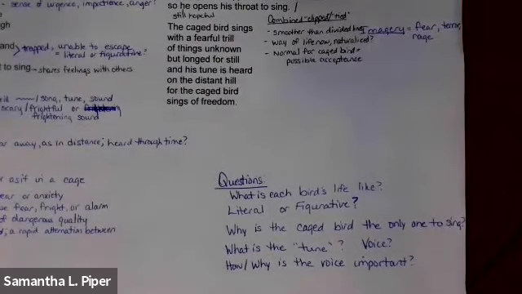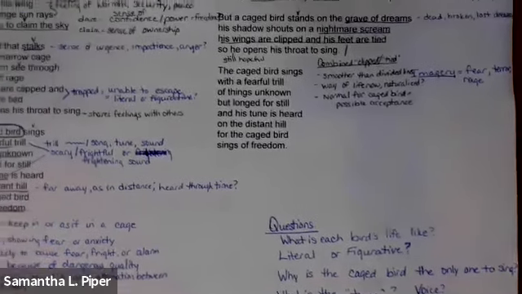What is each bird's life like? Is this language literal here, or is it figurative, or maybe a mix of both? Why is the caged bird the only one who sings? Because, you know, the free bird's still a bird. He should be able to sing too. What is the tune, the voice of this caged bird? What is he actually saying? He said he sings of freedom, but what would be possible words, the message itself? And how and why is the voice so important?